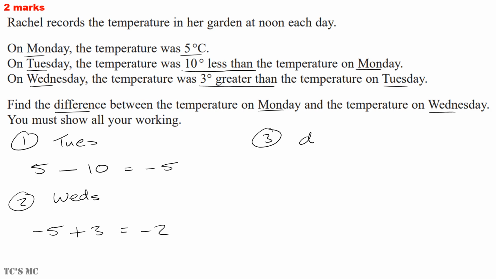Step 3, we need to work out the difference. So we need Monday's temperature, which was 5 degrees, subtract Wednesday's temperature, which is -2. For this, you can use a number line if you want to, and the answer ends up being 7. And now we have our second mark.